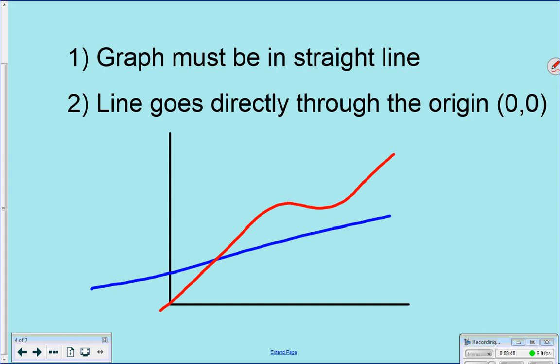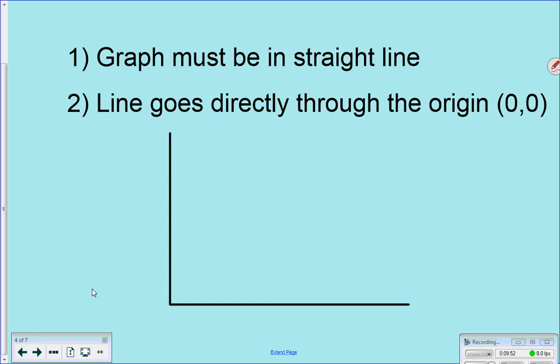Because they might do this to you. They might give you a picture of a graph, and they might ask if this is in proportion or not. Yes. Okay. Be careful. You just have to remember those two things.